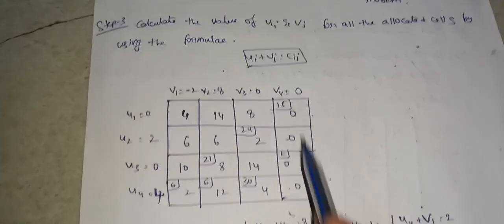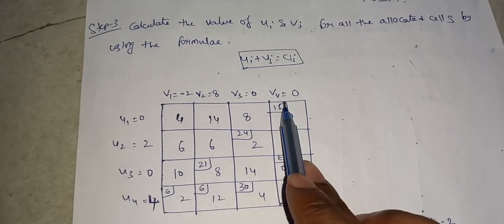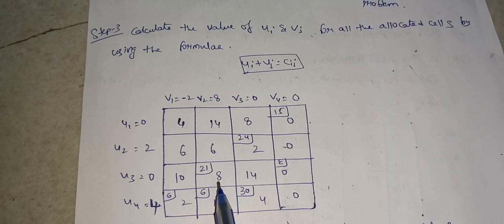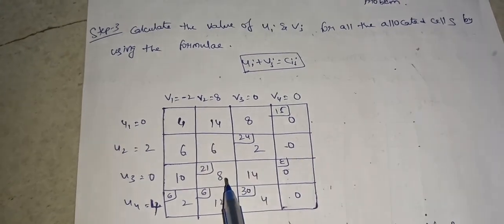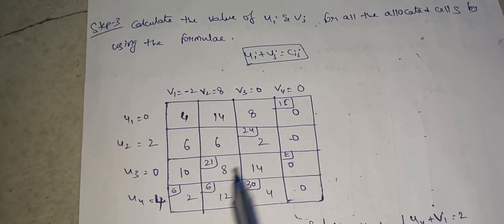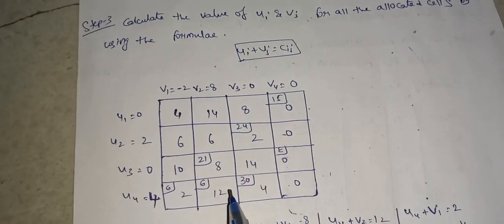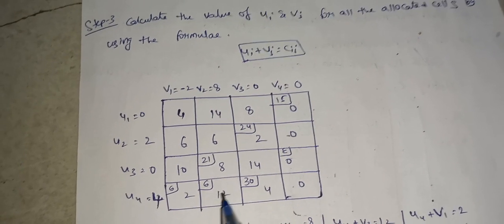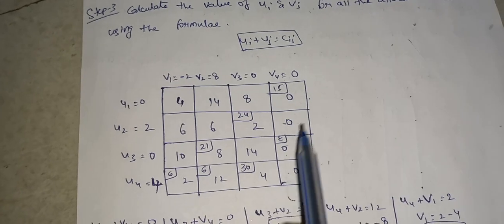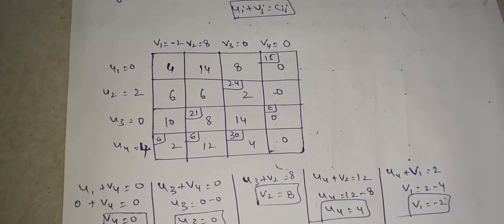Now see the allocated cell. Here epsilon is the allocated cell. So U3 plus V4 equal to 0, so U3 is also 0. Next this is the allocated cell. U3 plus V2 equal to 8, so V2 equal to 8 because U3 is 0. Next this is the allocated cell. U4 plus V2 equal to, sorry, 12. 12 means we will get U4 equal to 4. Calculate for all the allocated cells, not for non-allocated cells. Calculate only for allocated cells.